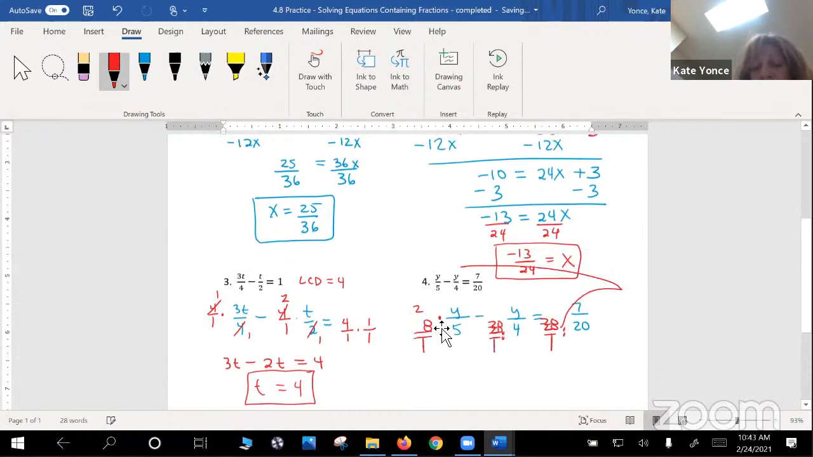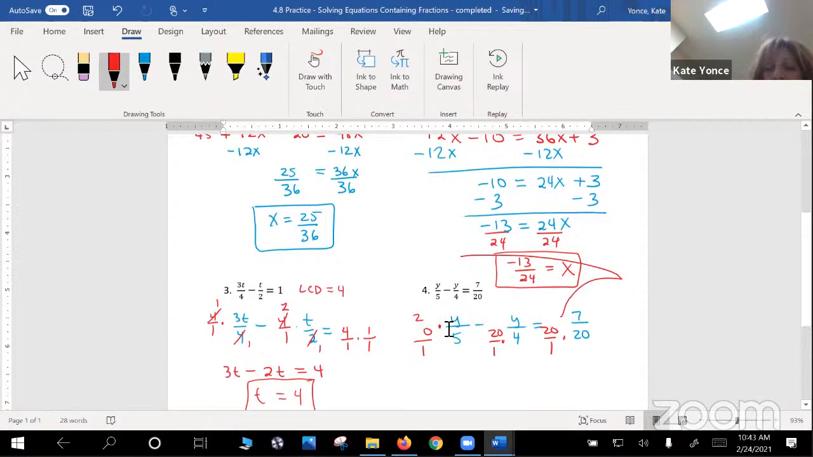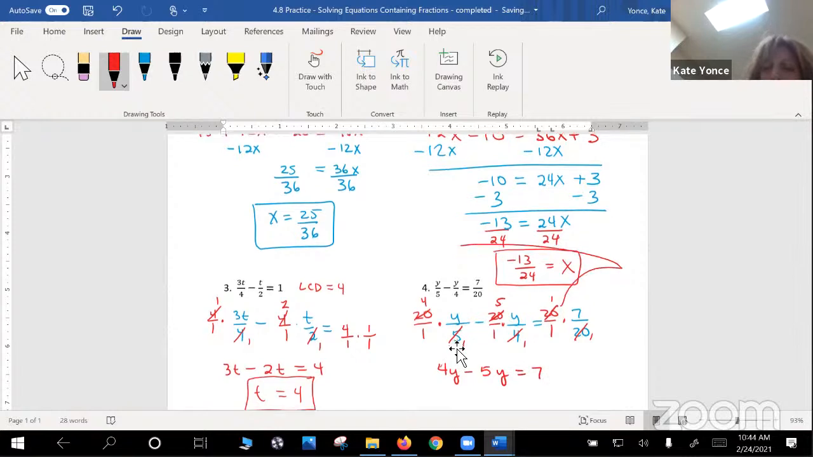When we cross canceled, the first one was 4, the second one was 5, the third one was 1. And then after that, we did the multiply straight across, which was 4y minus 5y equals 7. And then we just combined like terms. That gave us negative 1y equals 7.